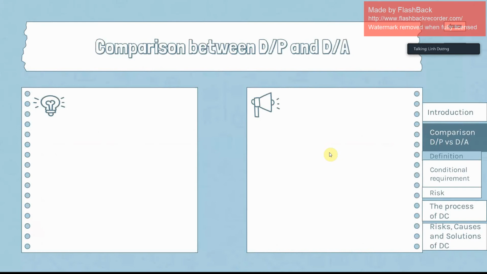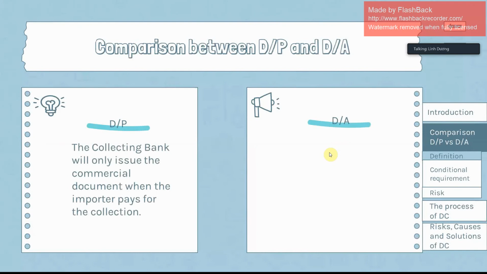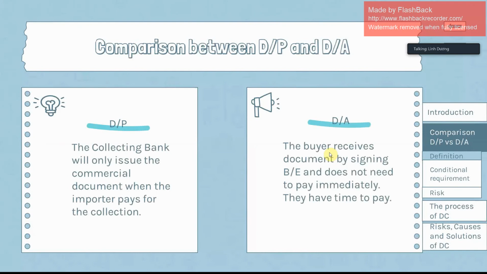Next, I will begin with the DP transaction. About the definition, the collecting bank will only release the commercial documents when the importer pays for the collection. Meanwhile, under the DA transaction, the importer receives the documents by signing the bill of exchange and doesn't need to pay immediately. The payment time is agreed upon in the sale contract.